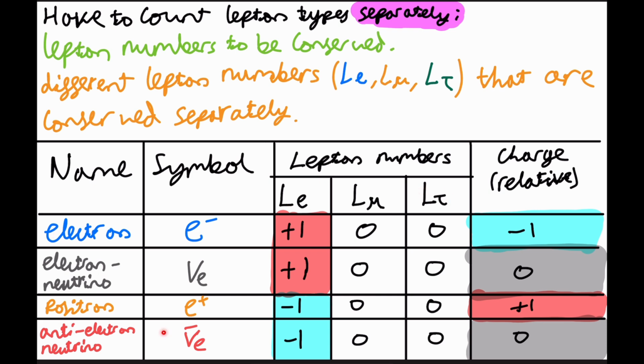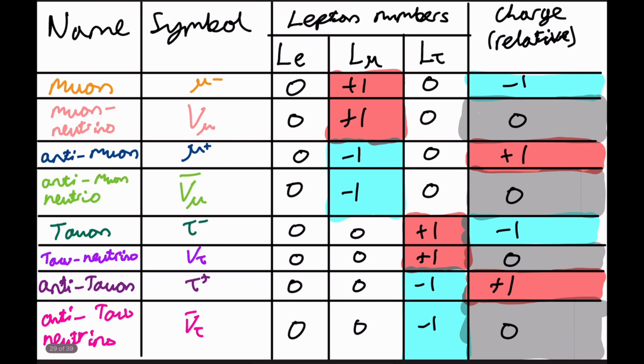So all of these have these for the electron lepton numbers. And the charges of an electron, you know, is -1, 0 for the neutrinos, and +1 for the positron. So now let's look at the other types of lepton.